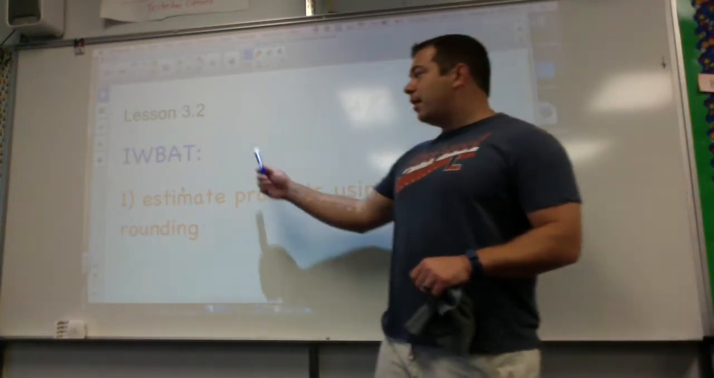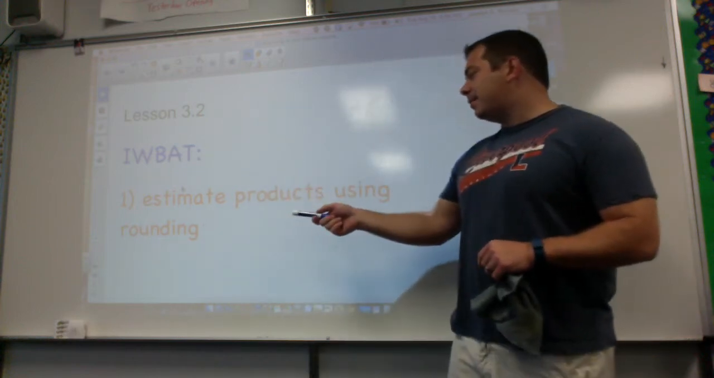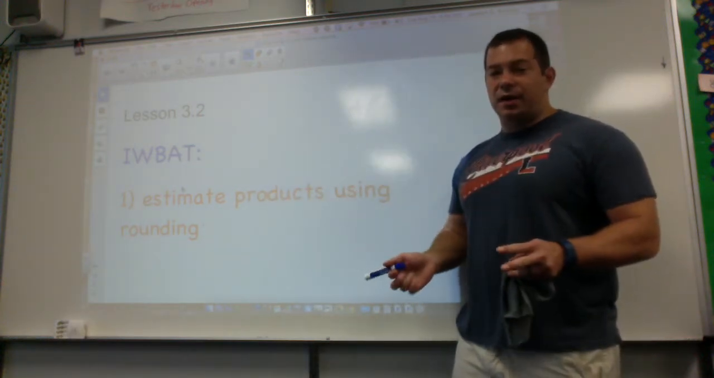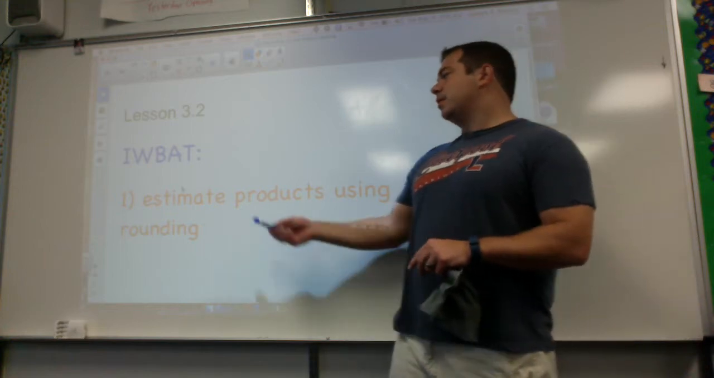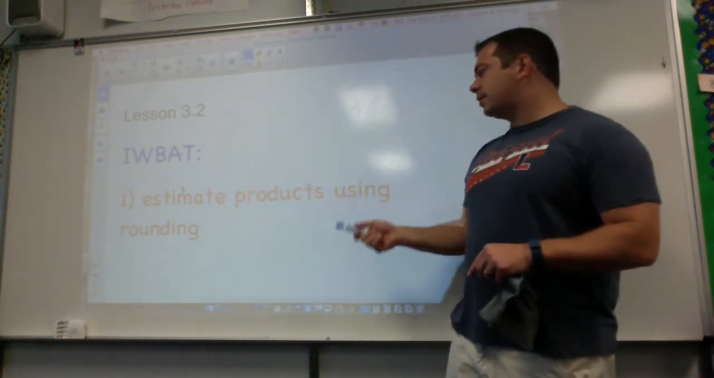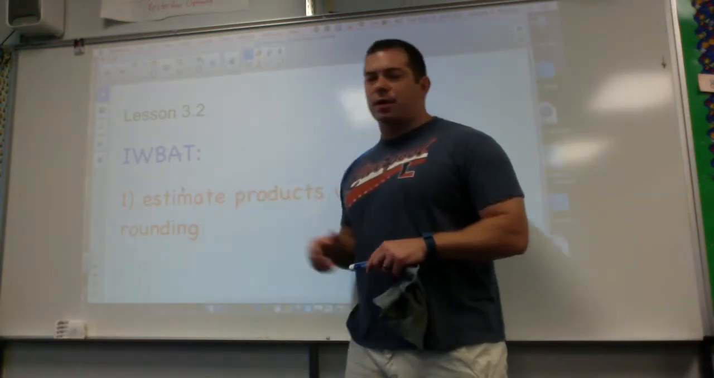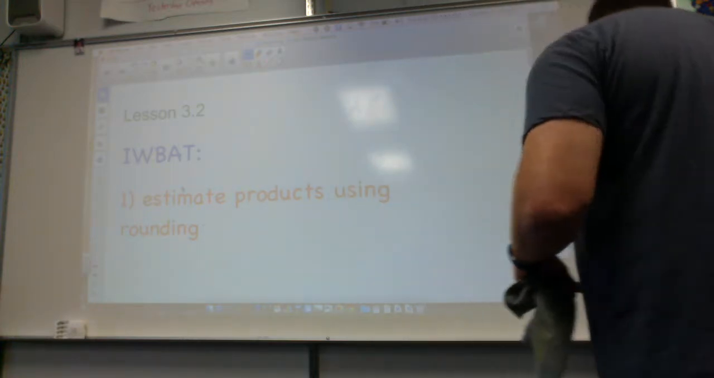Here's your objective. I will be able to estimate products using rounding. Alright, that sounds like a mouthful. We're going to have to estimate products using rounding. So we have three vocabulary words to talk about real quick.